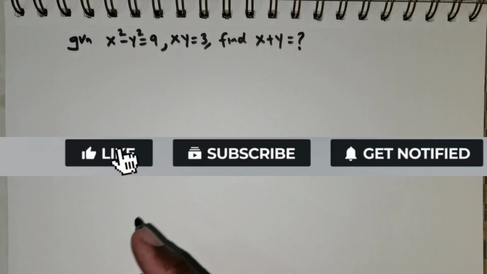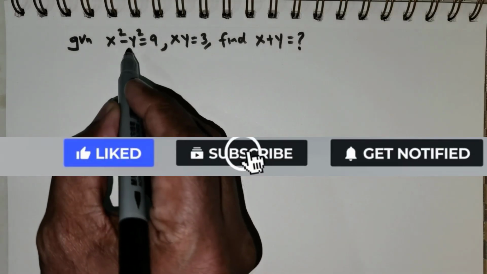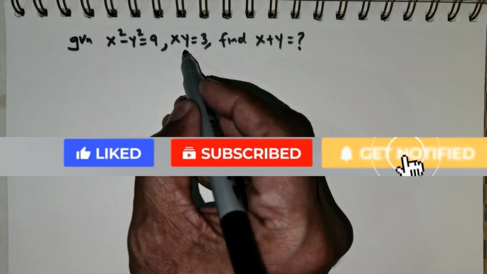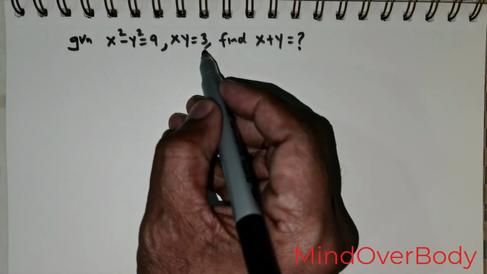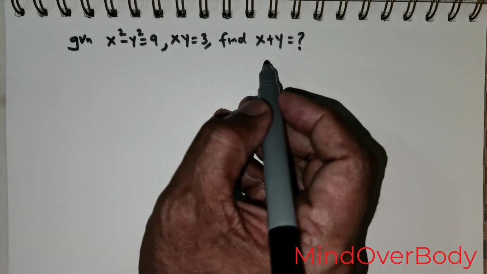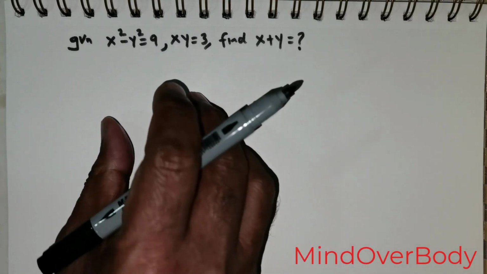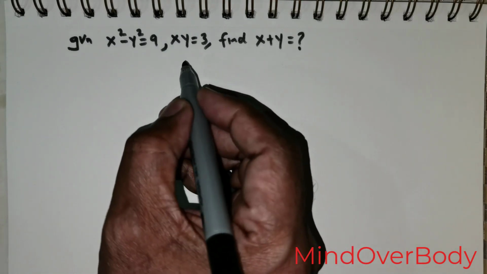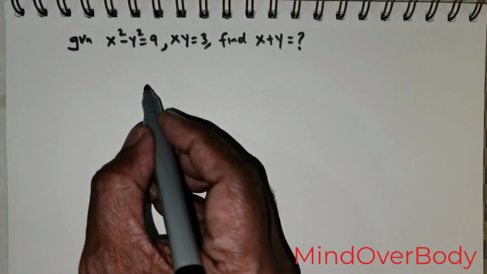Welcome students, we've been given x² − y² = 9 and xy = 3. We are expected to find x + y. Now I will be doing this question in 3 different ways, so let's get started.